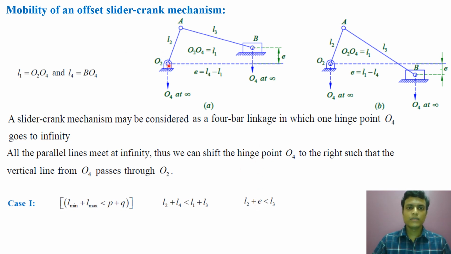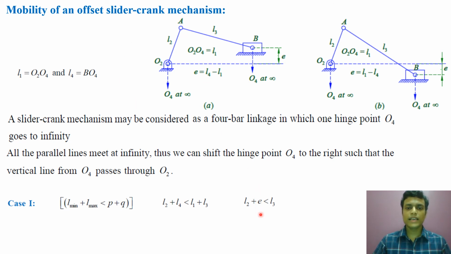Now L2 is the minimum link, and it is the crank adjacent to the fixed link. So O2O4 is the fixed link and the link adjacent to the fixed link is the crank. So we'll get a crank rocker mechanism. So this crank will rotate 360 degrees. So here we'll get an offset slider crank mechanism. The crank can rotate 360 degrees.